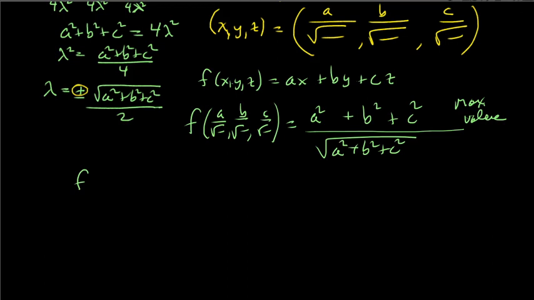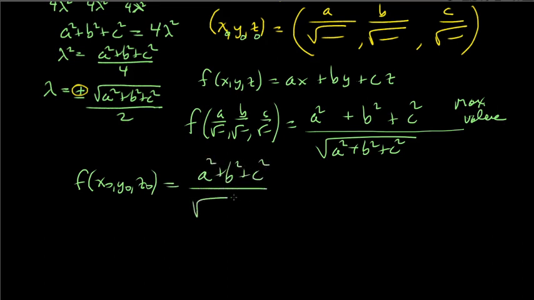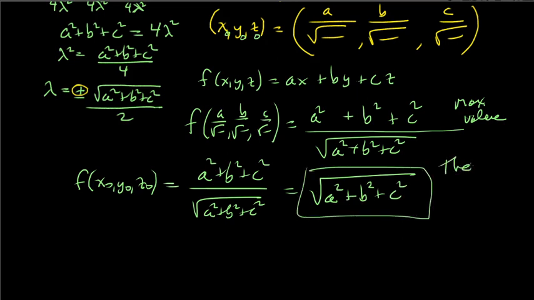So I should have given this a name. We should have called this x0, y0, z0, because that's the critical point at which you attain your maximum. Okay, and then there's the maximum value. Oh, we could do better than that. This is just the square root of a squared plus b squared plus c squared. Sorry, let me try that one more time. a squared plus b squared plus c squared, all under the square root. Okay, so that is the maximum value.